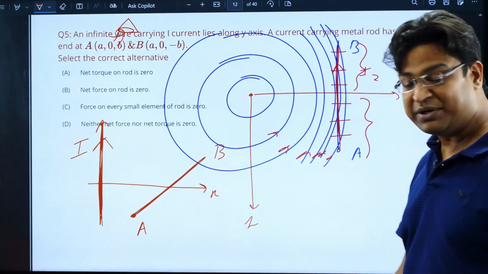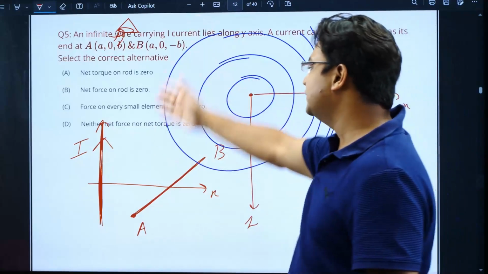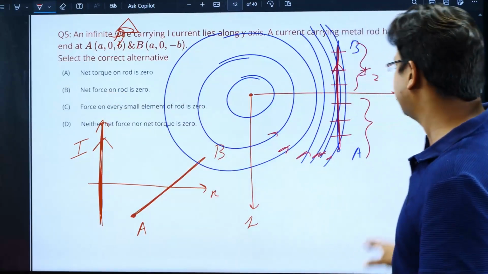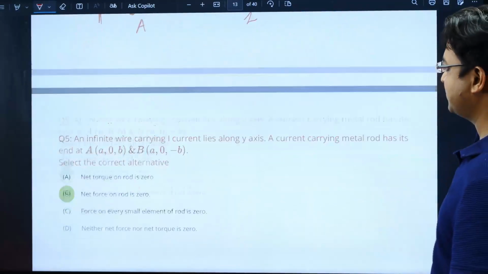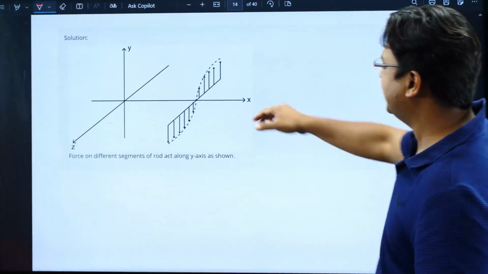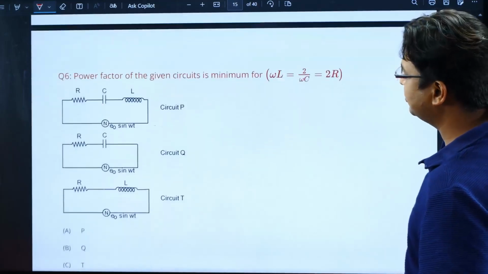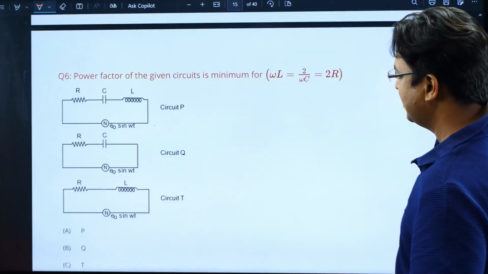Small segments are experiencing force. Neither the net force nor net torque is zero is also wrong. So out of these four options, only B is correct, all other three are wrong. So option B will be the right answer. Now this figure actually depicts what I have just explained to you. Now let's come to this circuit.